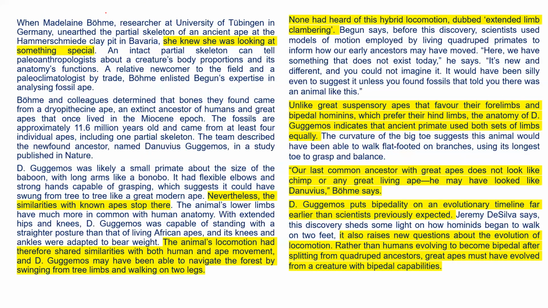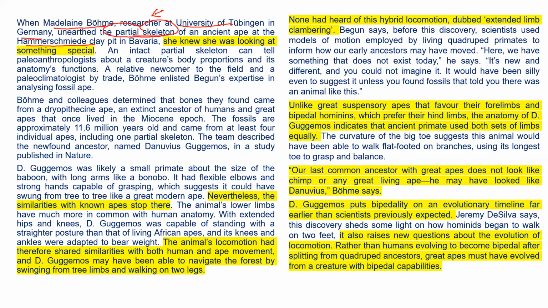So let us see what such areas are. I will read: when MB, researcher at University of Tübingen in Germany, unearthed the partial skeleton of an ancient ape at this clay pit in Bavaria. There is a lot of factual, unnecessary information which is not required for me. The content of the passage becomes clear to me: it's a partial skeleton of an ancient ape. Later on, of course, it will become clearer what the content is. So these lines are about the partial skeleton that they have unearthed.